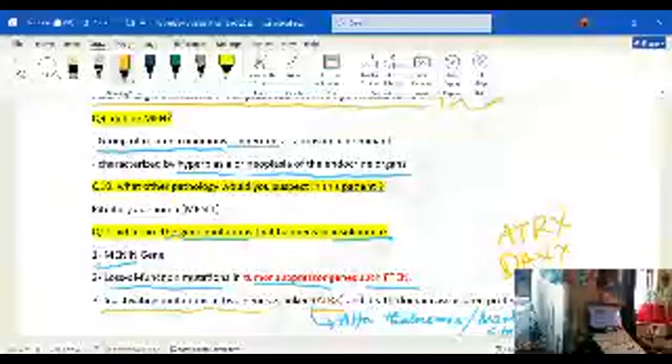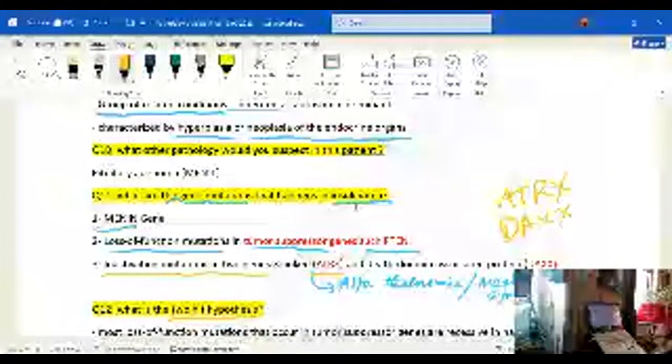What other pathology would you suspect in this patient? I will suspect pituitary adenoma, the main one. Loss of menin, tumor suppressor gene PTEN, and inactivation of genes like ATRX and DAXX.